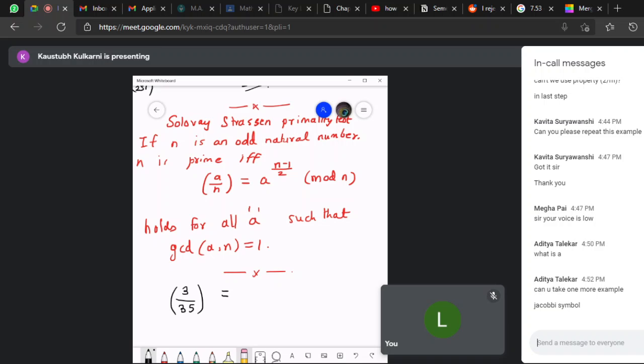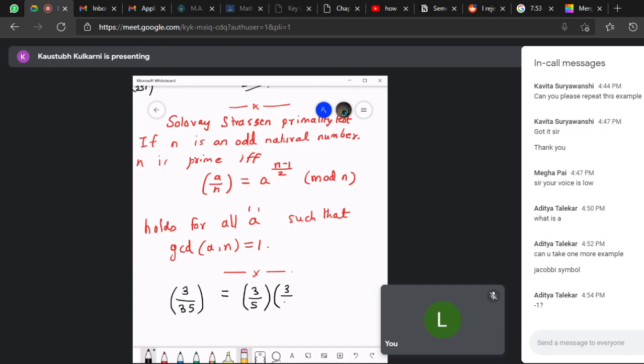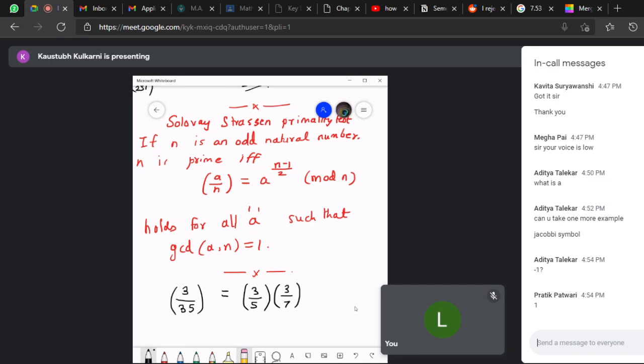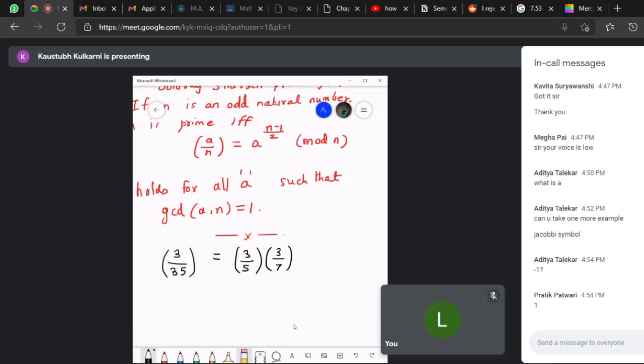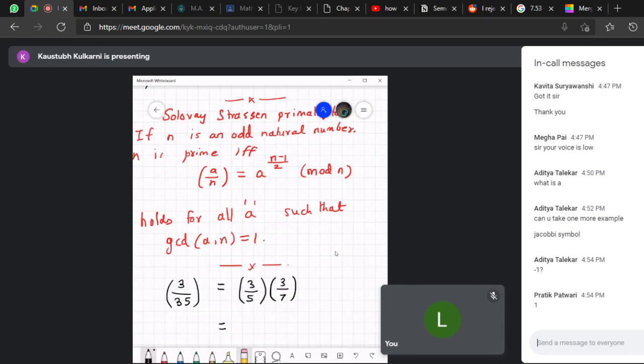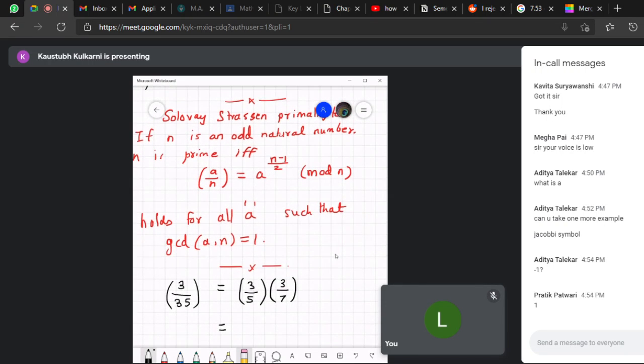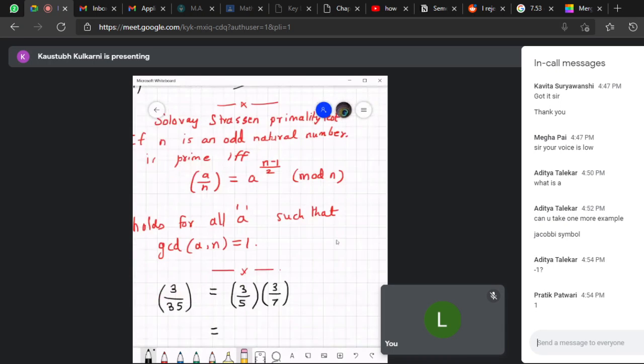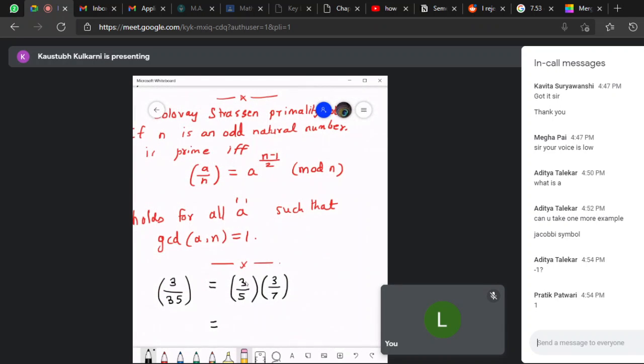Okay, so you will write this as 3 upon 5 into 3 upon 7. There are only two possible answers. Okay, so how will you calculate 3 upon 5? 3 upon 5 is a Legendre symbol, so you can directly do a raised to p minus 1 by 2 mod 5. Or for 5 we had already done this.